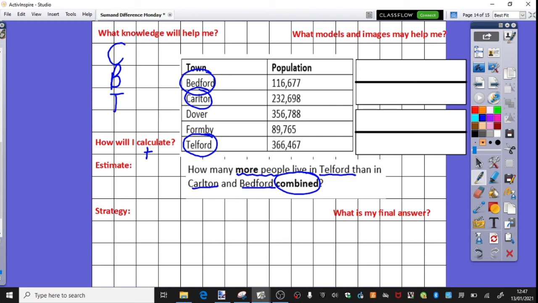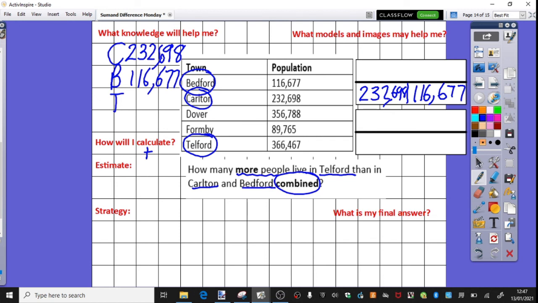So we're looking at the combined total of Carlton and of Bedford. So the first thing we're going to do then is we're going to need to find the total of those two. So we've got 232,698 and 116,677. Okay, so I know that actually I'm going to need to add these two together. So we're going to do that over here.